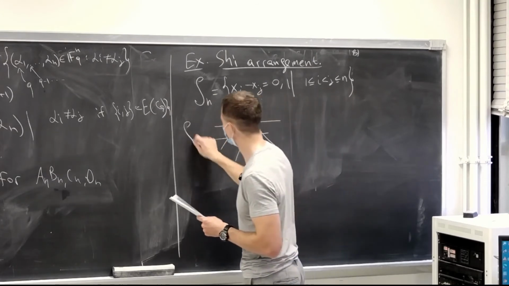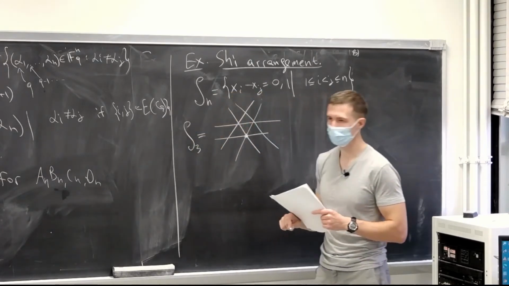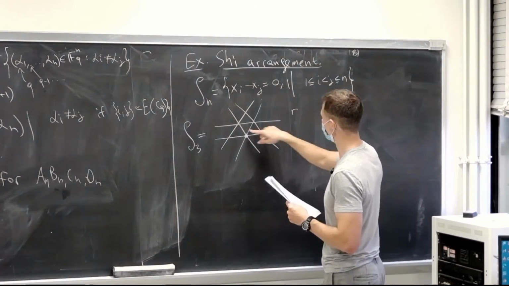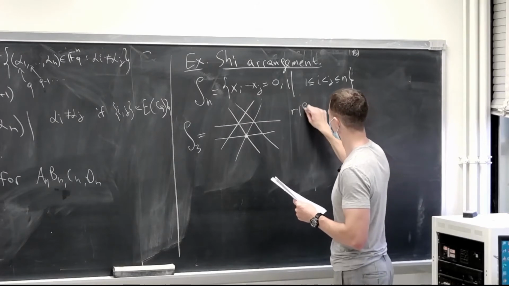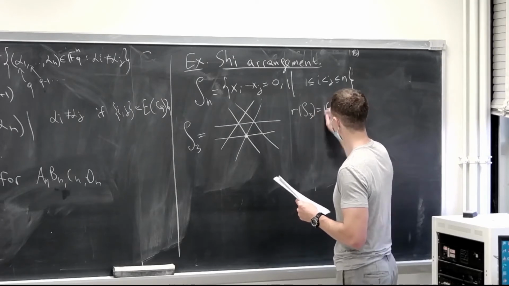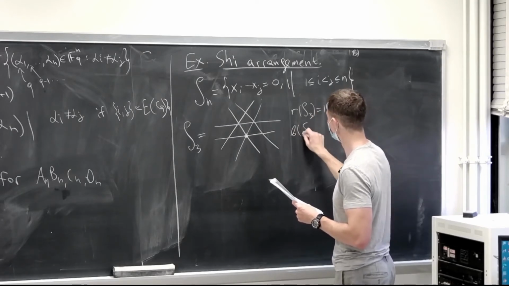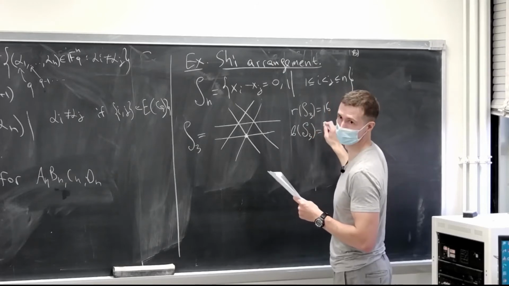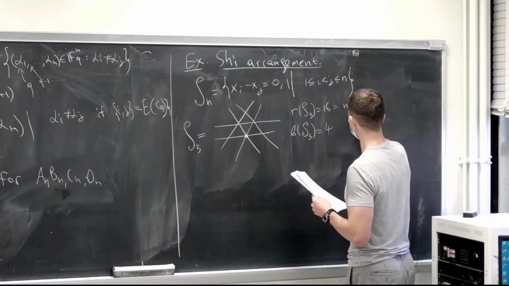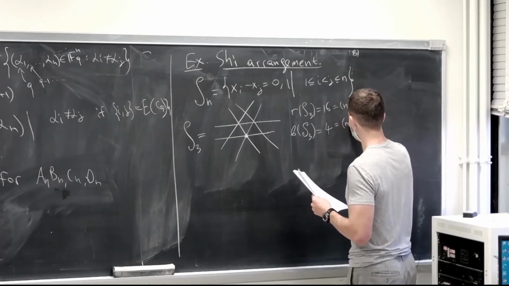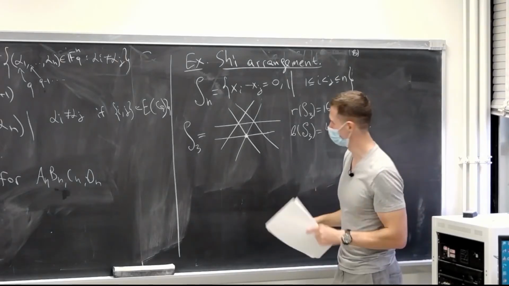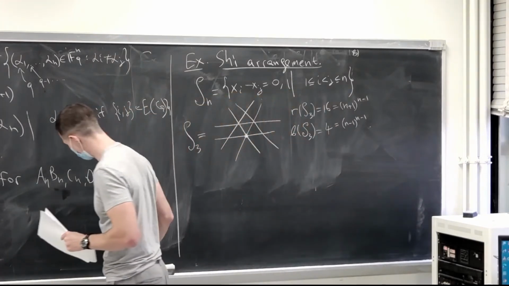This is n equals 3. So what's the number of regions of this arrangement? Here the number of regions is 16. Number of bounded regions, 4. I promised that this would be n plus 1 to the n minus 1, and this would be n minus 1 to the n minus 1. So now, finally, I should be able to explain why this is true.